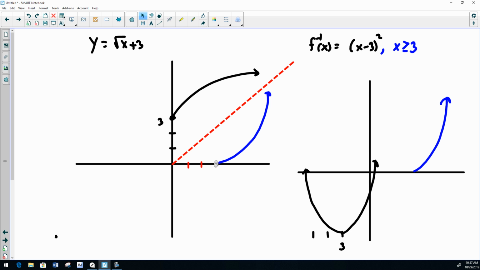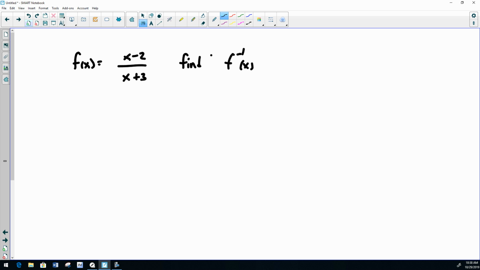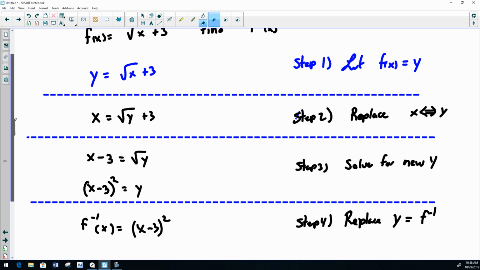Okay. Let's do one without a domain restriction. Do you guys want to see a hard one? You guys ready to see a hard one? So some people look bored because they actually did last night's homework, so let's do a hard one. Okay, follow these steps. They're right here. Step one, replace f of x with a y, switch every x and y, solve for the new y, and so forth. Go ahead and do the steps for this one.